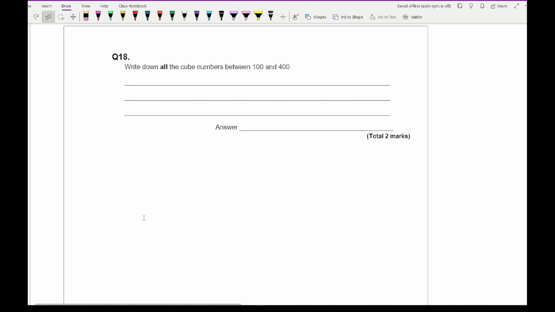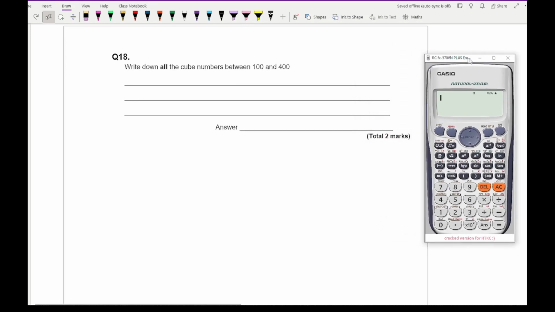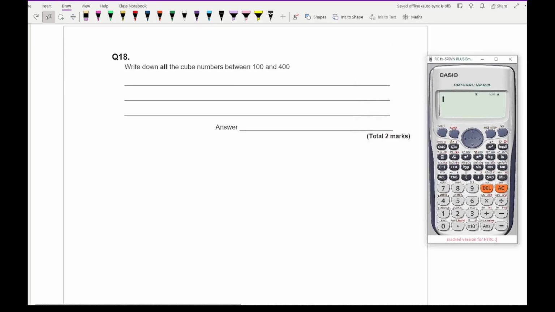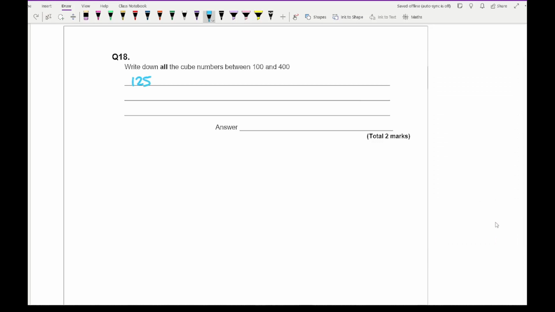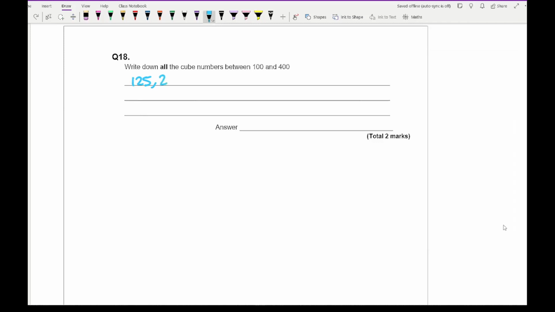Next one says write down all the cube numbers between 100 and 400. For this, I would strongly recommend that you get your calculator. In terms of cube numbers, we know that 4 cubed is 64, so 5 cubed is the first one. If I do 5 cubed, I get 125. I then go for 6 cubed, which is 216.